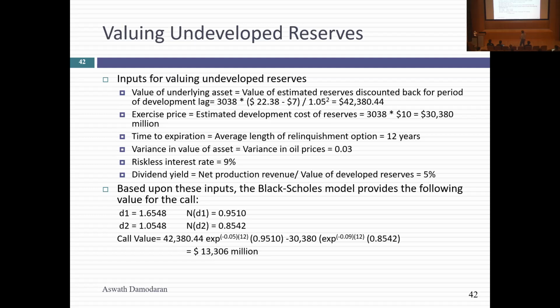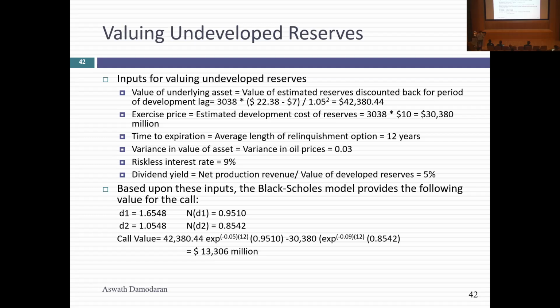The cost of developing these reserves is 30.38 billion. So if I just stopped and took the difference, I get 12 billion, right? That is my discounted cash flow valuation for these undeveloped reserves. I want you to remember that number because now I'm going to bring in the optionality.